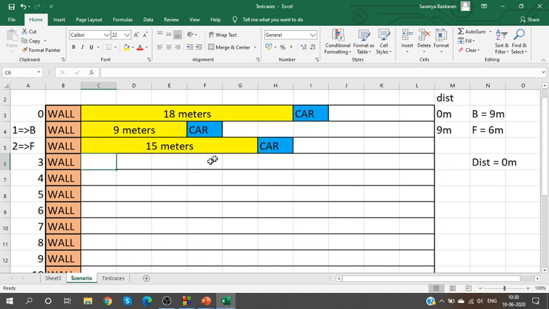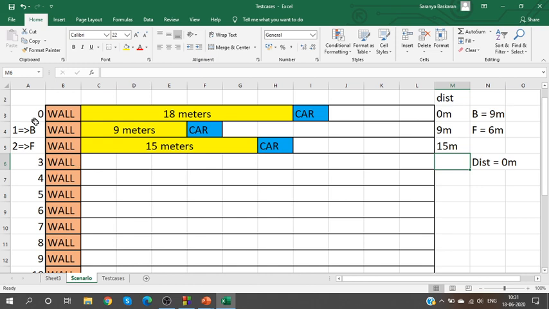Okay. And what is the total distance traveled by the car? It has covered 9 meters in first step, 6 meters in second step. So the total distance covered is 15 meter. Okay. Has it hit the wall? No. You need to know when will it hit the wall.